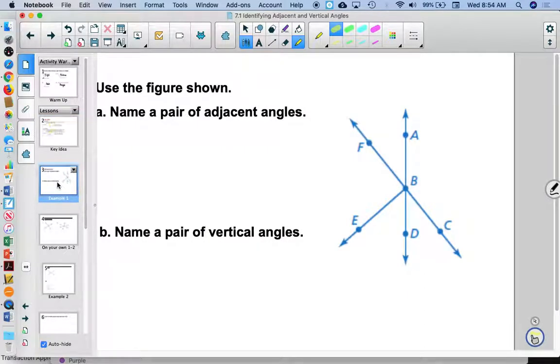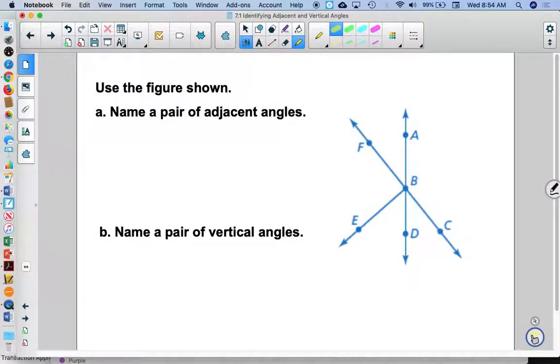All right, let's just take a look at it. We know what they are. You have this. I want somebody to name a pair of adjacent angles that's being shown here. Name a pair of adjacent angles. Adjacent angles share a side and a vertex. So give me a pair of adjacent angles.